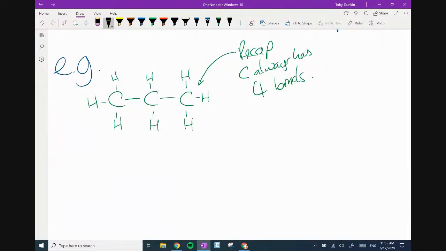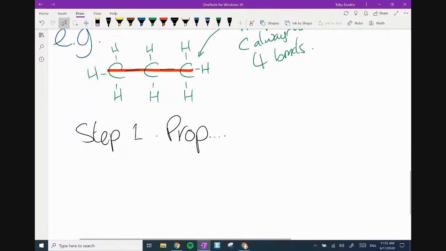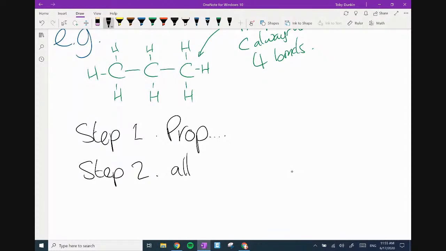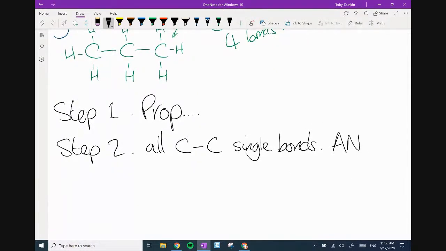So first thing is step one, count your longest chain. One, two, three. Three in a row. I don't like that. So this is based on prop, dot, dot, dot. Step number two, double or single bonds. These are all carbon-carbon single bonds, so it becomes an ane ending.